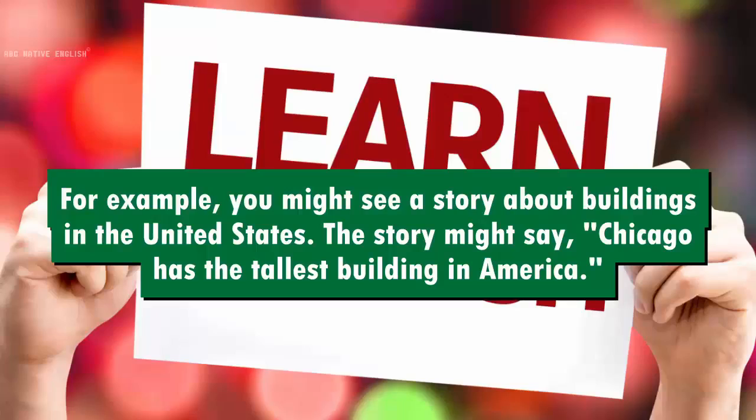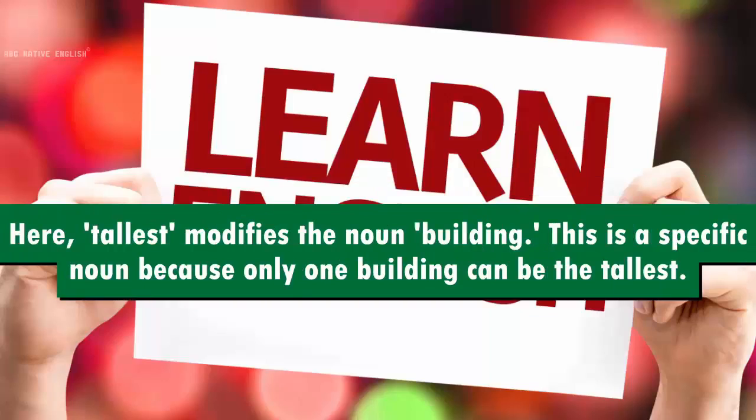For example, you might see a story about buildings in the United States. The story might say, Chicago has the tallest building in America. Here, tallest modifies the noun building. This is a specific noun because only one building can be the tallest.